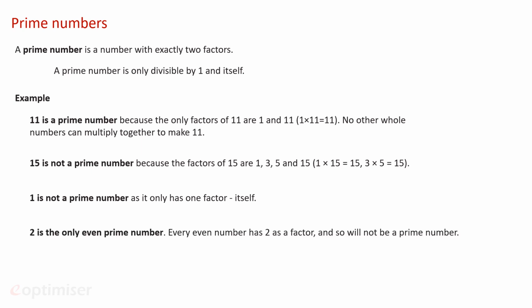For 2, 1 can divide 2 and 2 can divide 2. No other number between 1 and 2 is available, so 2 is a prime number, but it is the only even prime number. All other even numbers are not prime numbers. Only 2 is the even number that is also prime. There are an infinite number of prime numbers.